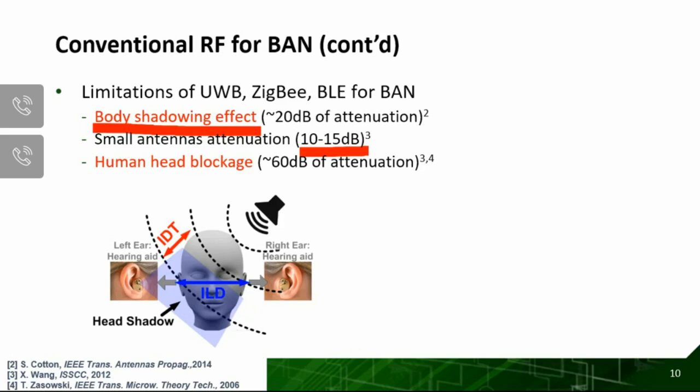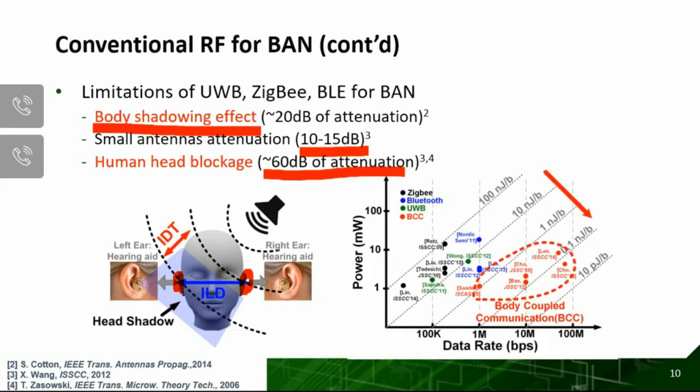And the worst possible case for a body area network for RF will be, for example, a binaural hearing aid, where you are connecting one sensor node in one ear and the other sensor in the other ear. Then there's no line of sight, and you have to penetrate through the human head, which gives a huge blockage. Around 60 dB of attenuation is experienced. So how do you overcome that?